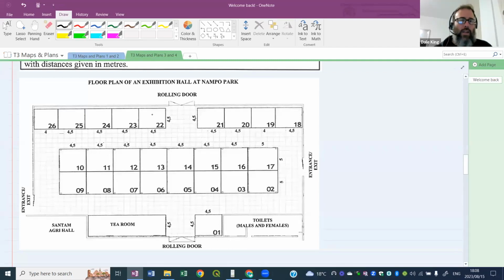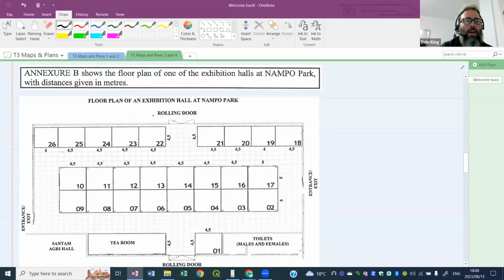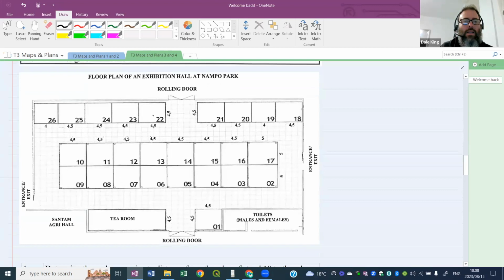And they say in the text at the top there, the distances are given in meters. So what they're talking about here is these numbers here, 4, 4,5, 4,5, 4,5, 4,5. Those are distances in meters. Each stand has dimensions and it's numbered. There's number 1 at the bottom, then 2, 3, 4, 5, 6, 7, 8, 9, 10, 11, 12, 13 to 17, and 18 to 21, and 22 to 26 at the top there.